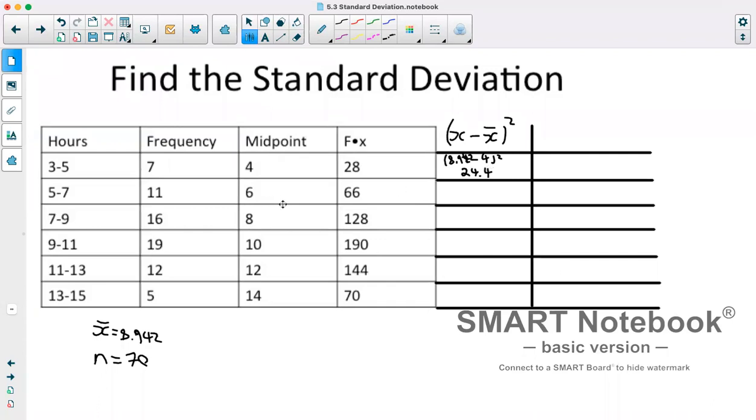We'll do the same thing with this one. So we have our data point, which is 6, minus 8.942. And squaring gives us 8.7. Next one, we have 8 minus 8.942. Squaring that gives us 0.9.